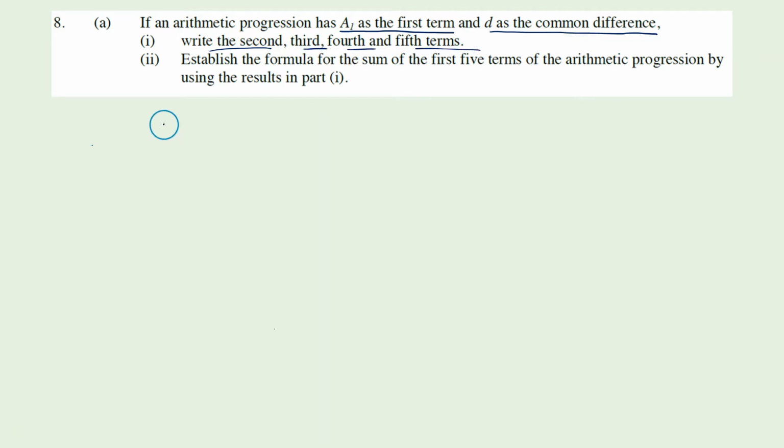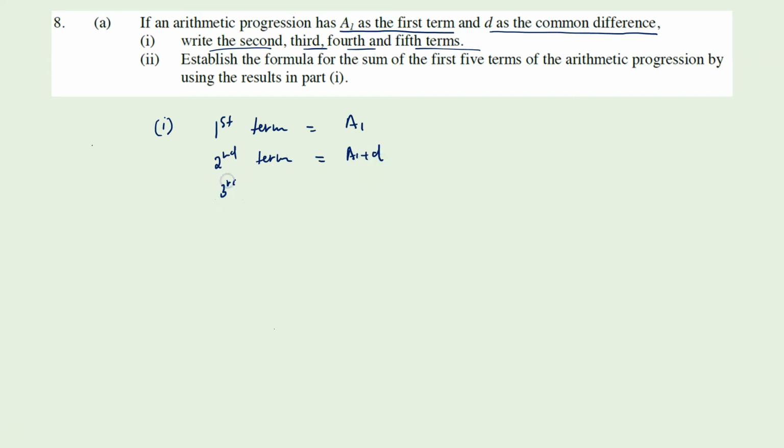So 8a(i), we're told the first term is equal to a1 and the common difference is d. So we need to find the second term. The second term is obtained by adding the common difference to the first term. So you keep adding the common difference from the previous term to get the next term. So it's going to be a1 plus d.